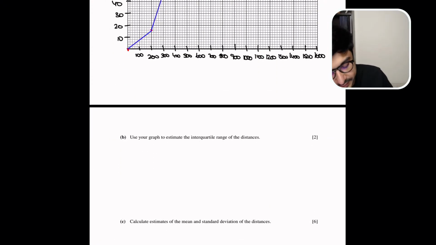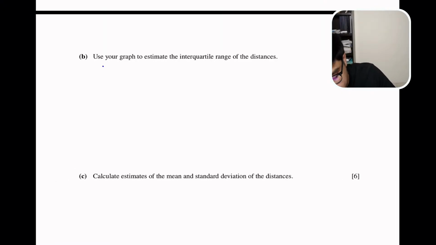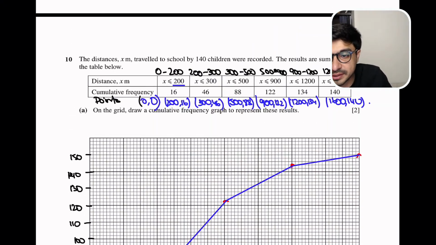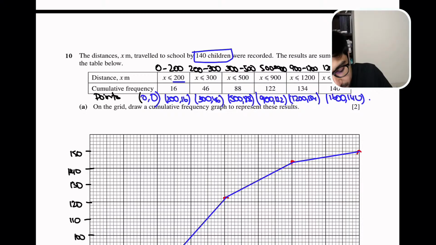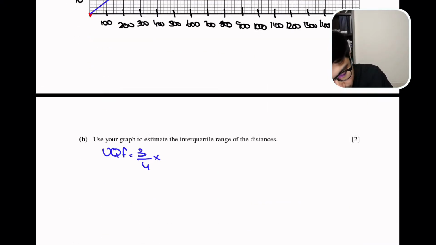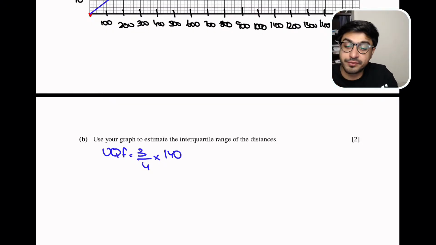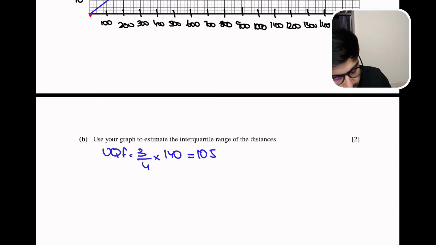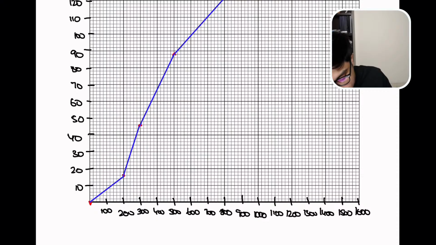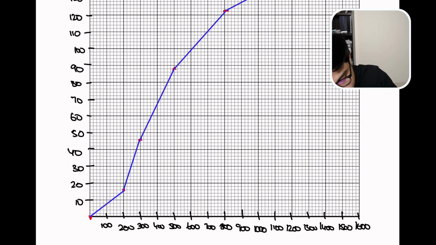For the interquartile range, first find the upper quartile frequency. The upper quartile frequency means 3/4 multiplied by the total frequency. The total frequency in this case is 140, because they're talking about 140. Total frequency is also the last cumulative frequency, right? So 3/4 multiplied by 140, that is 140 divided by 4 multiplied by 3, so it's going to be 105. So 105 is going to be where? 105 is going to be here.